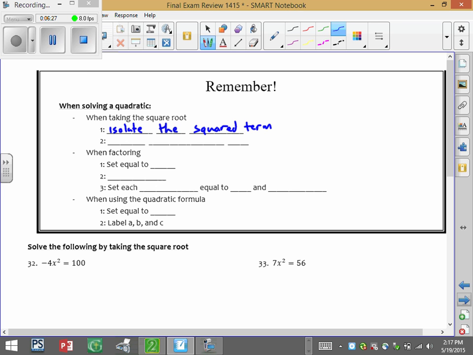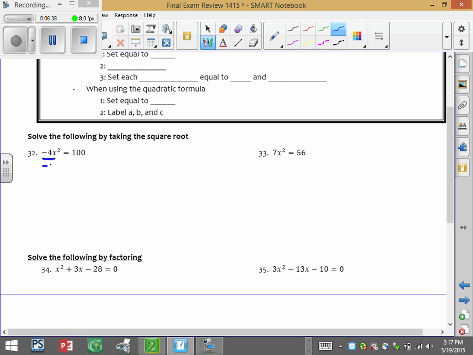And then make sure you don't forget the plus or minus. So let's go through this one real quick. Divide both sides by negative 4. So we've isolated, we got x squared equals negative 25.